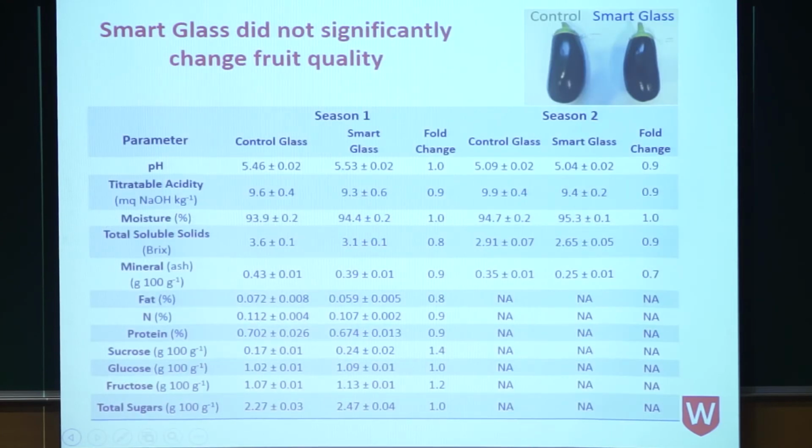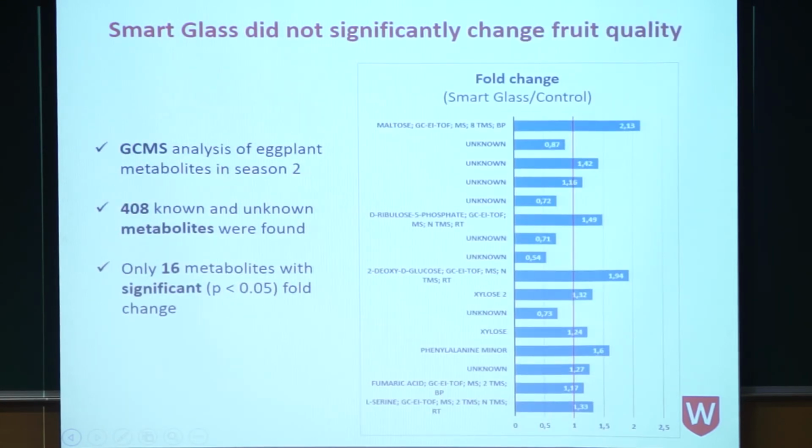We didn't affect the fruit quality pretty much. We went in and looked at metabolites, and we only found changes in a fairly small number of metabolites that we followed. Only 16 out of the 408 that we tracked had differences. So it means that not a lot is changing in terms of the fruit quality.